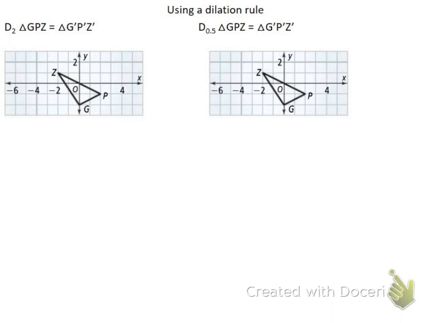Flip over to the back of your notes. On the back of the notes, it's pretty easy. When I'm applying a dilation rule, all I really have to do is figure out what the scale factor is and then multiply the x and the y by that scale factor. So in this one, I've got a dilation of 2. If it doesn't have a center of dilation, it'll always be around the origin.